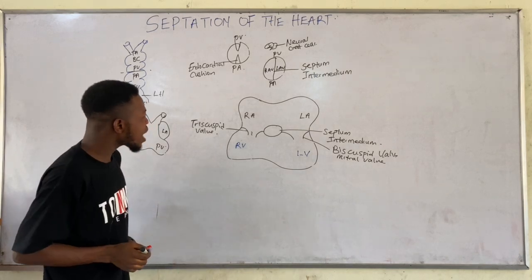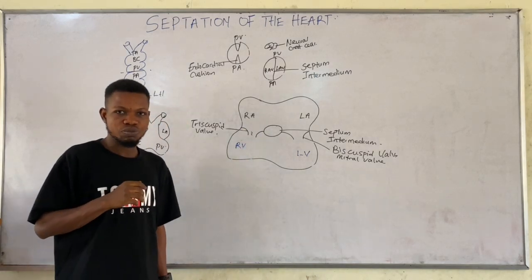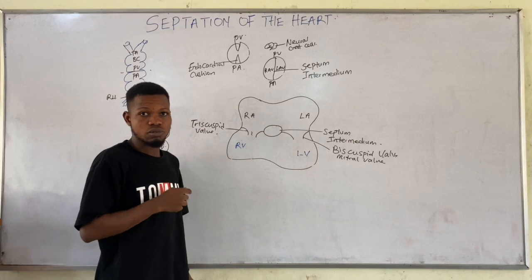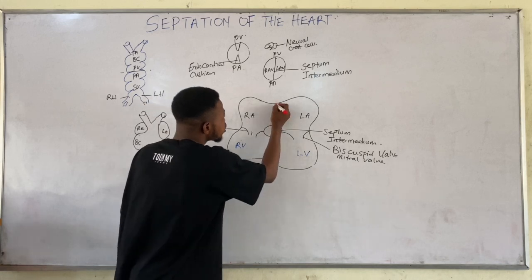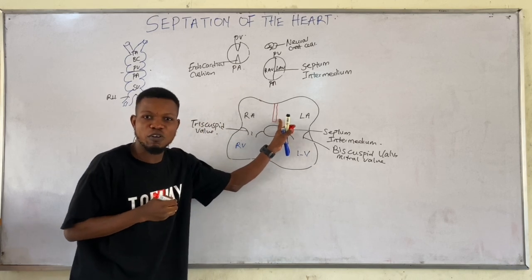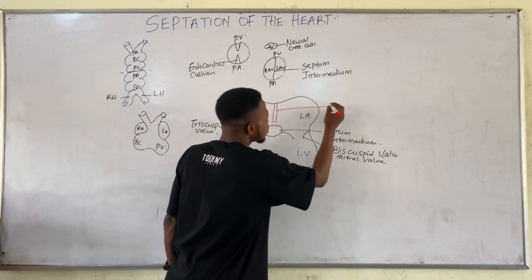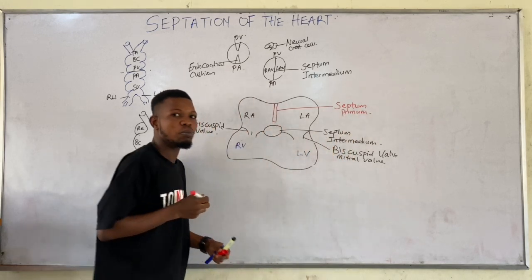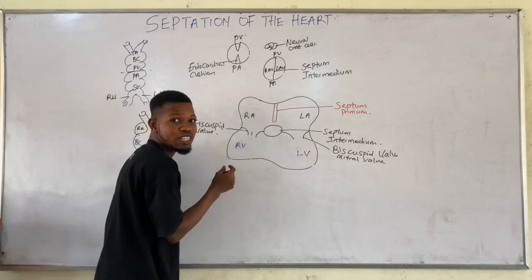So at first, during the septation of the atrium, a crescent-shaped ridge of tissue grows from the roof of the atrium. Now look at this tissue. So this crescent shape of tissue that grows from the roof of the atrium is what we call the septum primum. It goes from the roof of the atrium at the middle part of the atrium.